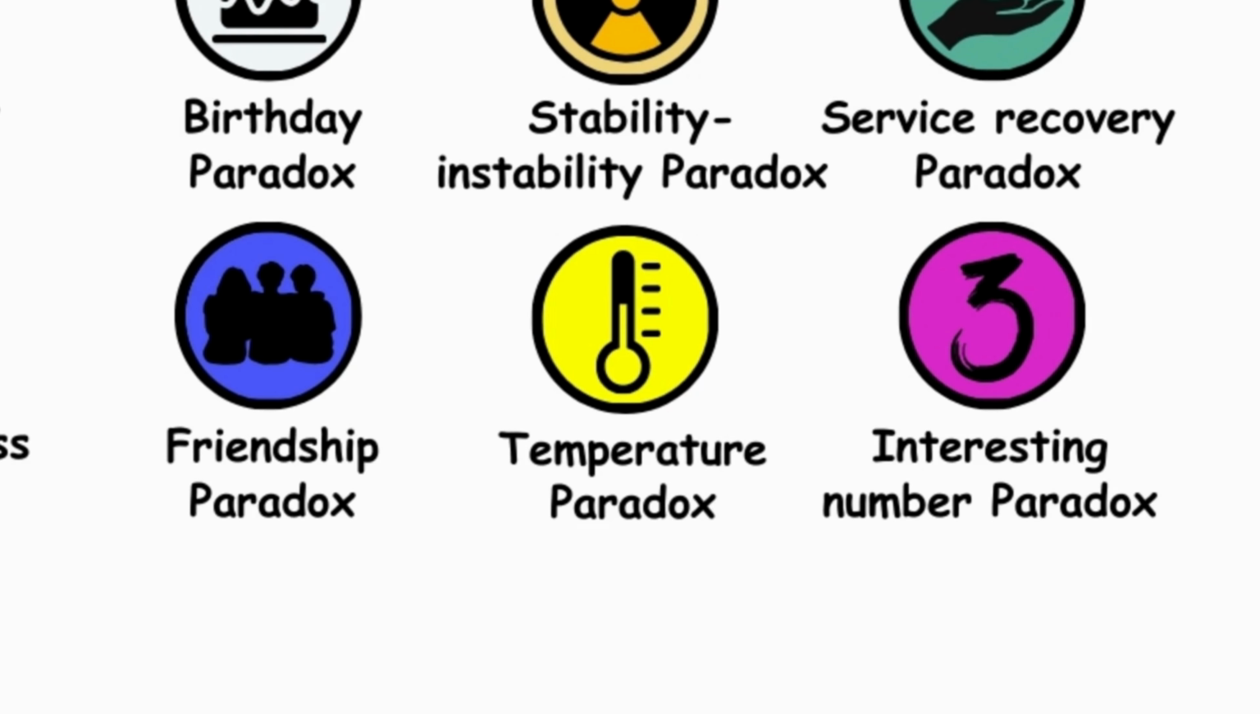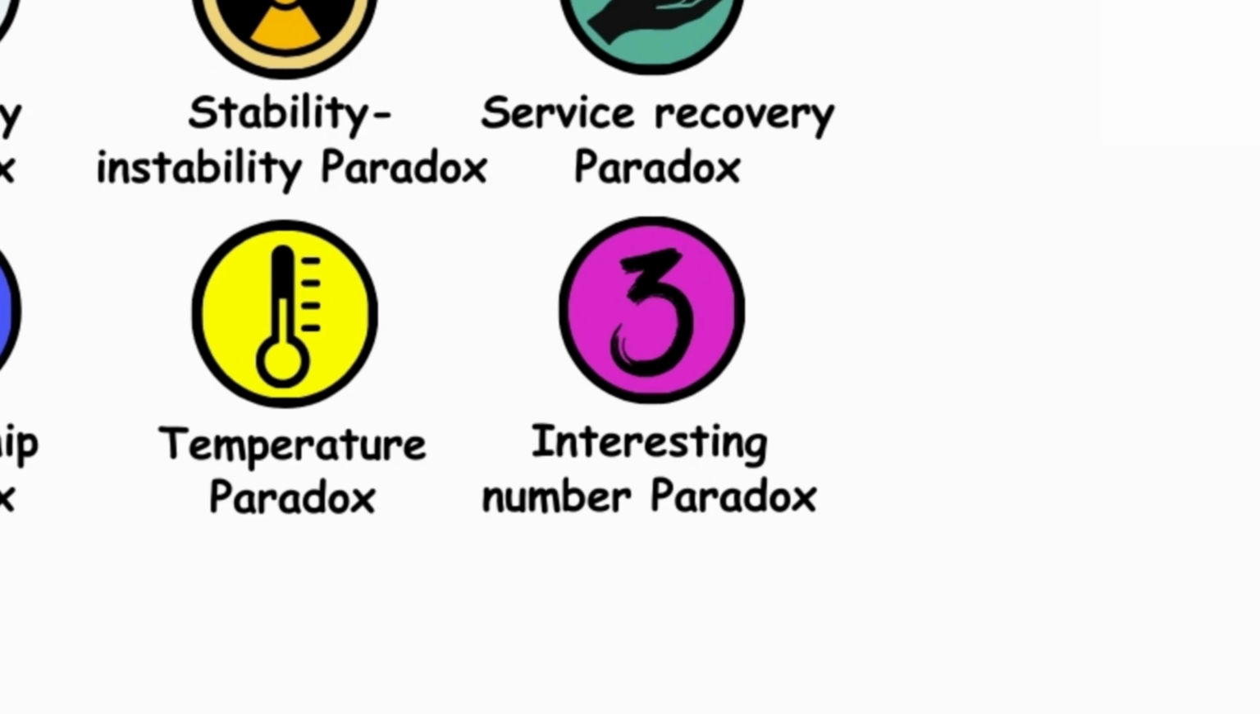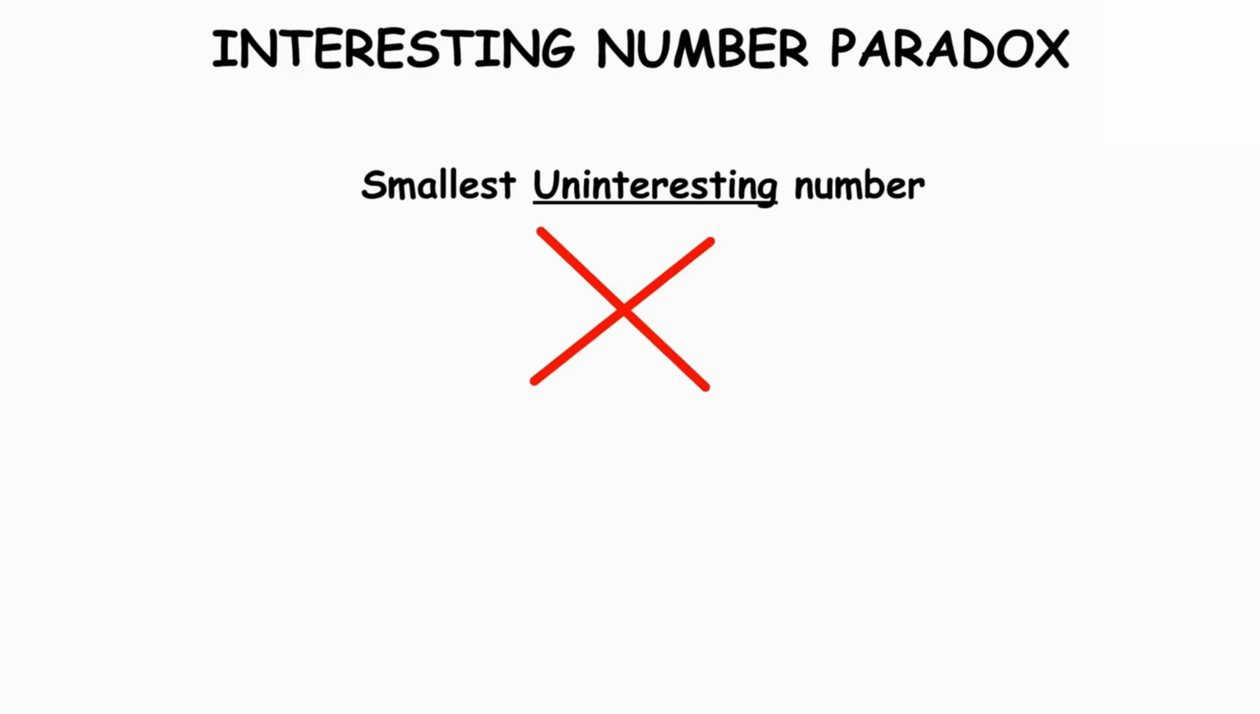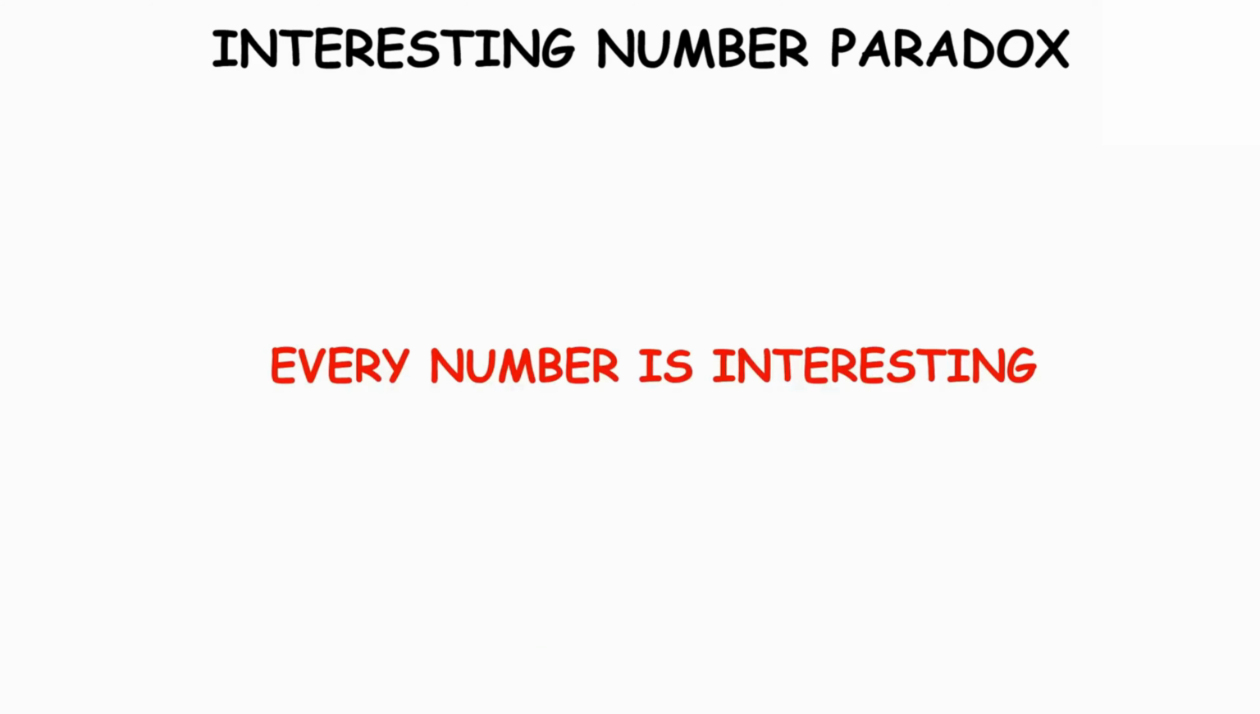Temperature paradox. If the temperature is 90 and the temperature is rising, is 90 rising? Interesting number paradox. There can't be a smallest uninteresting number, as if it's the first uninteresting one, it becomes interesting for that fact. It naturally follows that every single number is interesting.